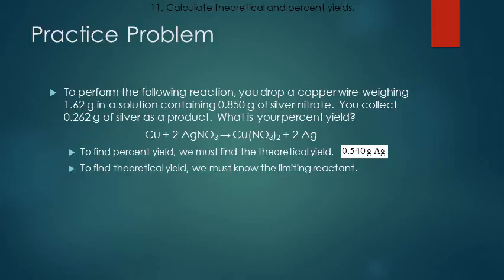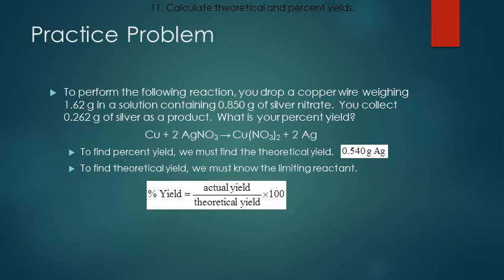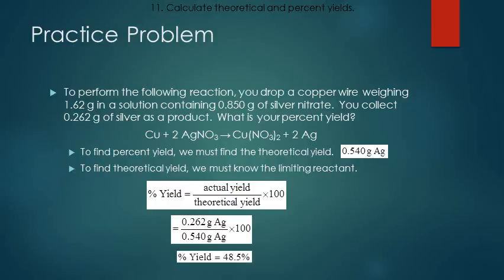Now to actually answer the question, we're asked to find the percent yield. Now that we know the theoretical yield is 0.54 grams, we can make this determination. We'll take our actual yield of 0.262 grams of silver divided by the theoretical yield that we just calculated of 0.54 grams of silver. This gives you 48.5%.